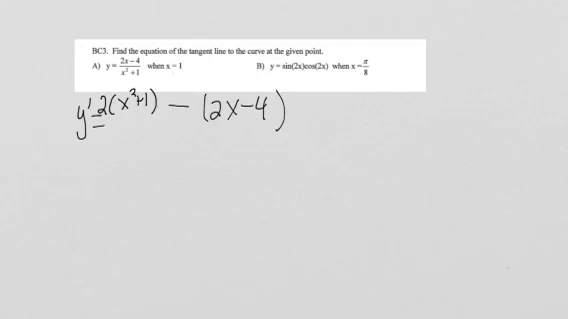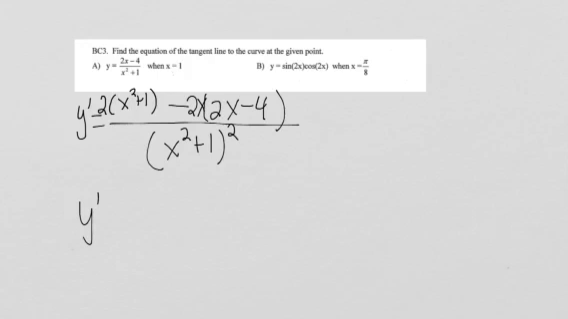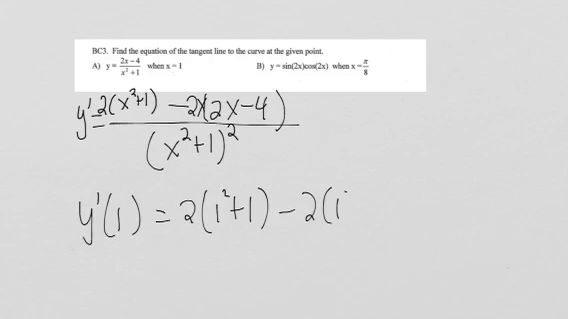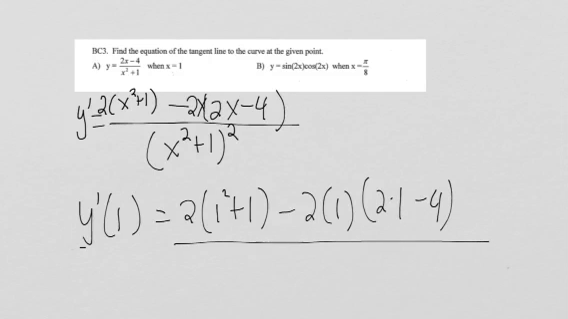d low, the derivative of the low, the derivative of the denominator, is the derivative of x squared plus 1, which is just 2x. Then square the low: x squared plus 1, squared. Okay, so we're looking at 1, so we're going to look at y prime plugging in 1. We're going to get 2 times 1 squared plus 1 minus 2 times 1 times 2 times 1 minus 4, and that is all over 1 squared plus 1 squared.